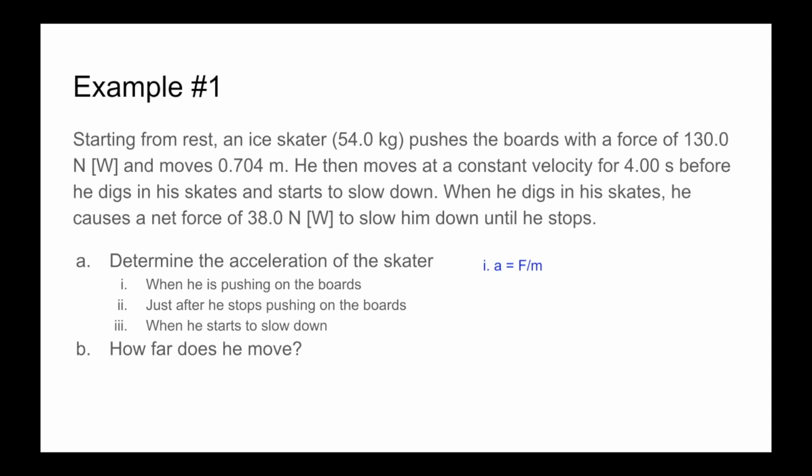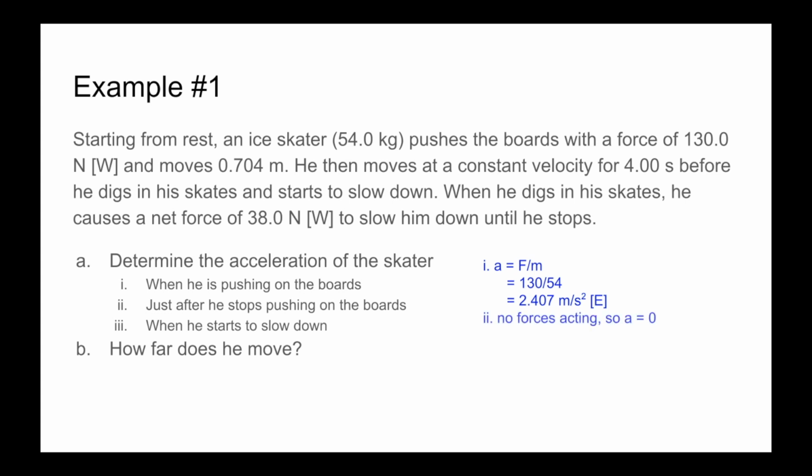So for the first part, when he is pushing on the boards, he is accelerating because he's pushing himself. He's applying a force to the board. The board is applying a force back to him, and so it's accelerating him. The formula for acceleration is force divided by mass. That's Newton's second law. So you just plug in the numbers for force and the mass of the skater, and you should get 2.4 meters per second squared to the east.